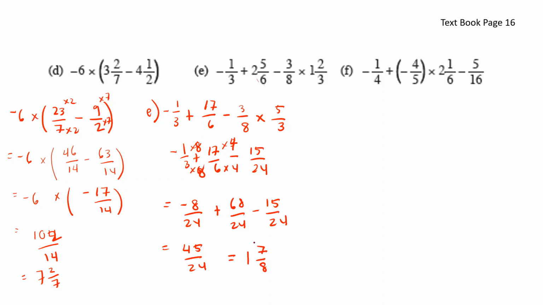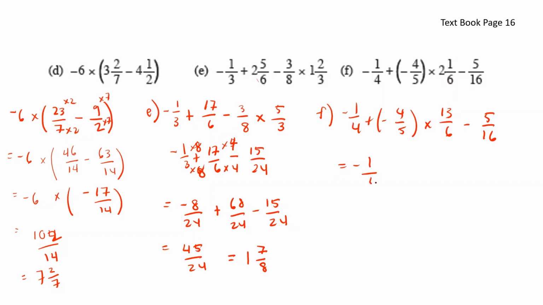You can also do these operations on your calculator, but make sure to write down the working so that you do not lose any marks. Okay, and lastly, negative 1 over 4 plus negative 4 over 5 times 2 and 1/6... 13 over 6 minus 5 over 16. So here let's do multiplication first.